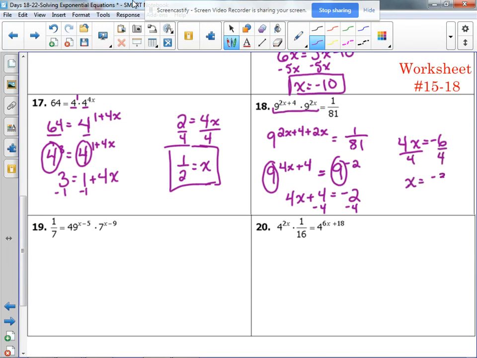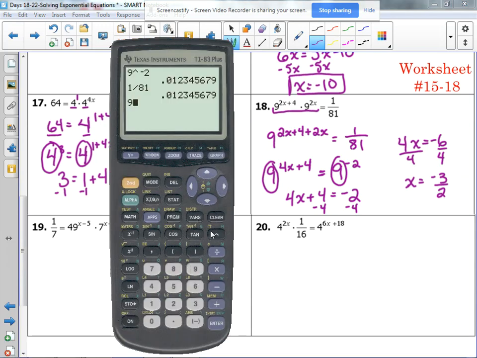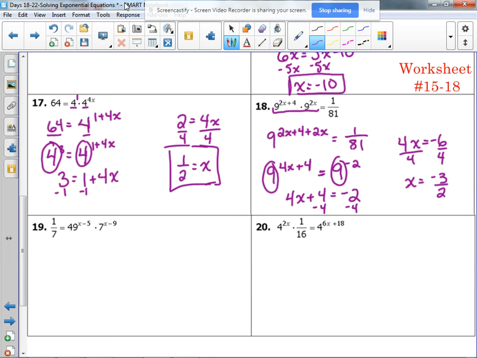Negative 6 over 4 reduces to negative 3 over 2. Let's check. 9 raised to the parentheses 2 times negative 3 over 2 plus 4 times 9 raised to the 2 times negative 3 over 2. Don't forget that you can make things a little bit easier on yourself when that's a negative, particularly when it's a negative fraction. I could have stored -3/2 as x and just plugged it in here, but that's what my left side equals. My right side is 1/81. They agree.